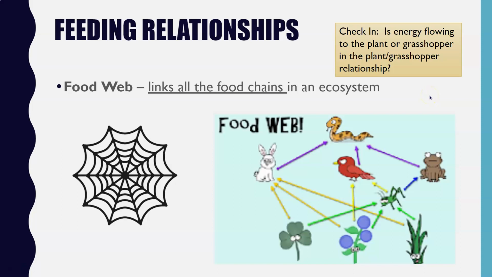Food webs. These are links that link all the food chains in the ecosystem together. So the check-in is, is energy flowing to the plant or grasshopper in the plant-grasshopper relationship? So the flow of energy is from the plants to the grasshopper. So the grasshopper is gaining the energy from the plants it eats.